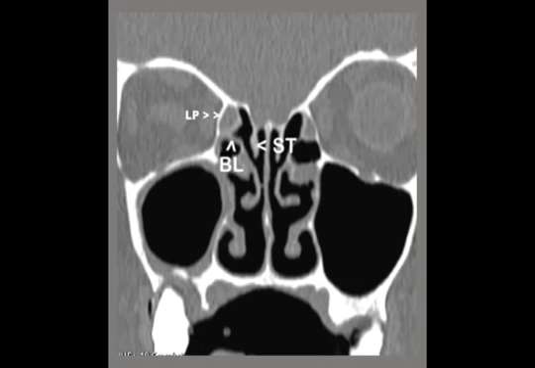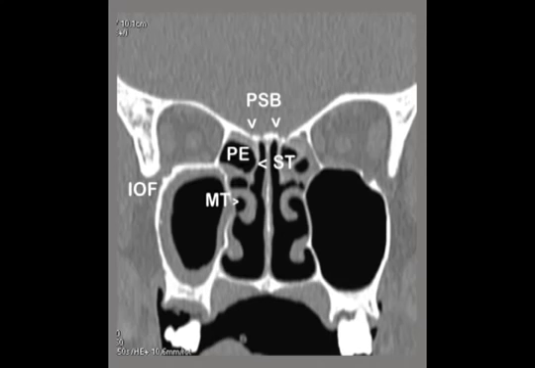In the still posterior cut, you can see that the middle turbinate on the right side ends in the lamina papyracea, and that's the basal lamella. And so you can see behind it will be the posterior ethmoid. The superior turbinate is seen here. These cells become larger, more rectangular, and they are not rounded.